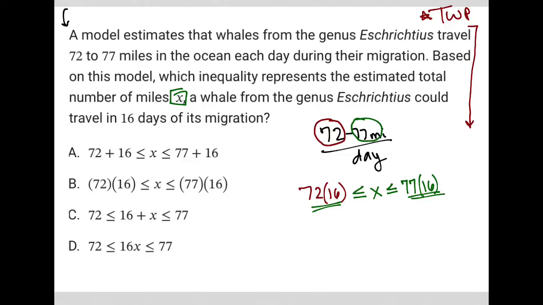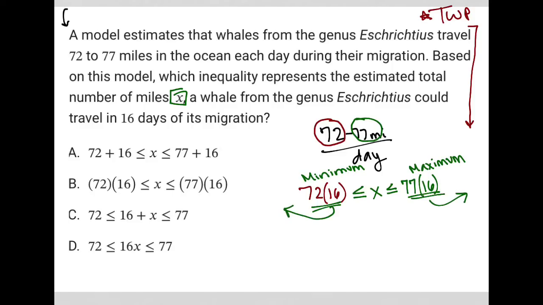It has to be, this is like our minimum, so x could be equal to it, but it could be greater than it as well. And this would be our maximum, where x could be equal to it, but it could also be less than it. X cannot be greater than this, and x cannot be less than this. So hopefully that makes sense.